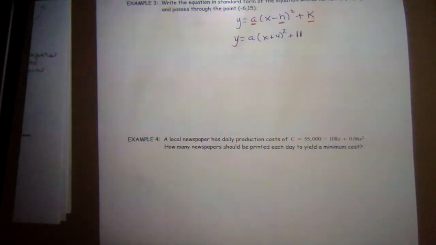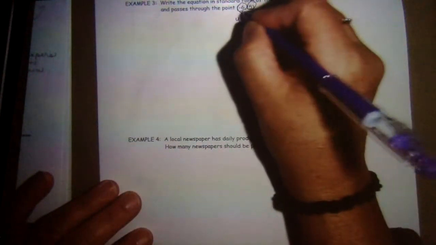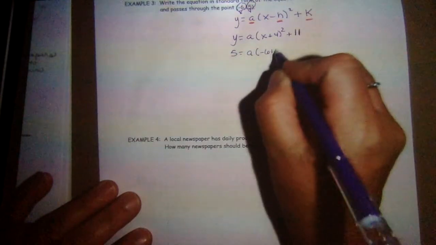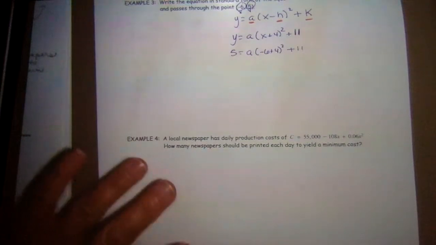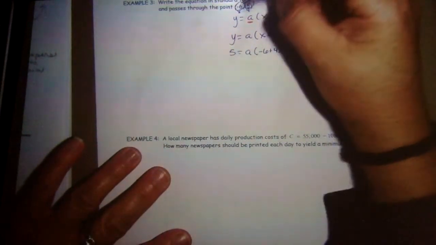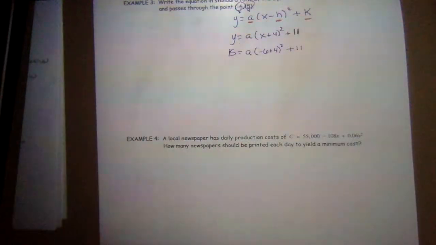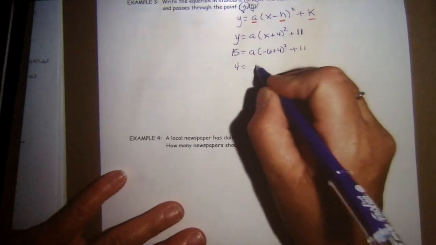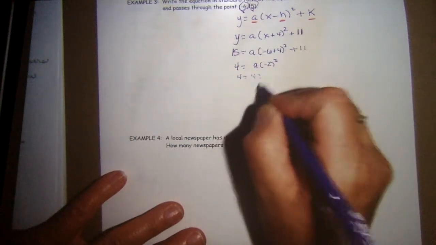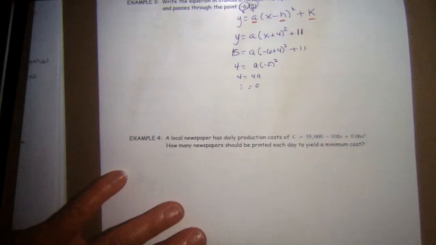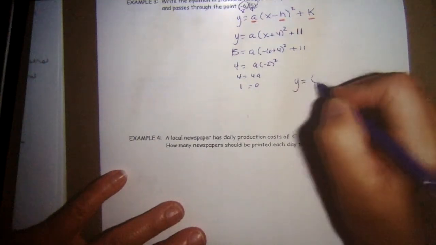How are we going to find A? We know x and we know y. So we can plug those in. 15 equals A times negative 6 plus 4 squared plus 11. It's 15. You can't see that. It's 15? Yeah, I circled it. Okay, thank you. Subtract 11, get 4. So 4 equals A times negative 2 squared. So 4 equals 4A, so A equals 1.